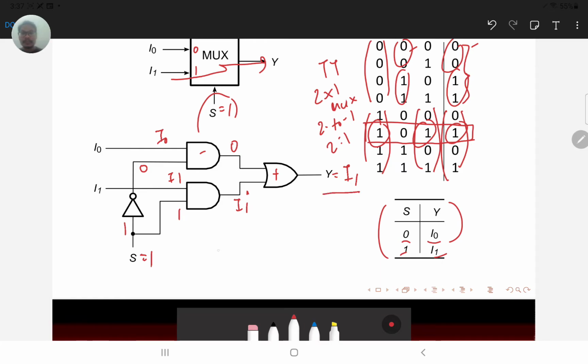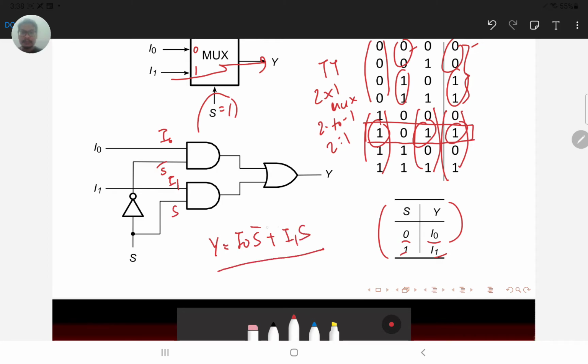So we can derive the Boolean equation for the output y in the simplest case. Here is I0 S bar, and here is I1 S. So y is simply I0 S bar plus I1 S. Here is your Boolean equation for a 2-input multiplexer.